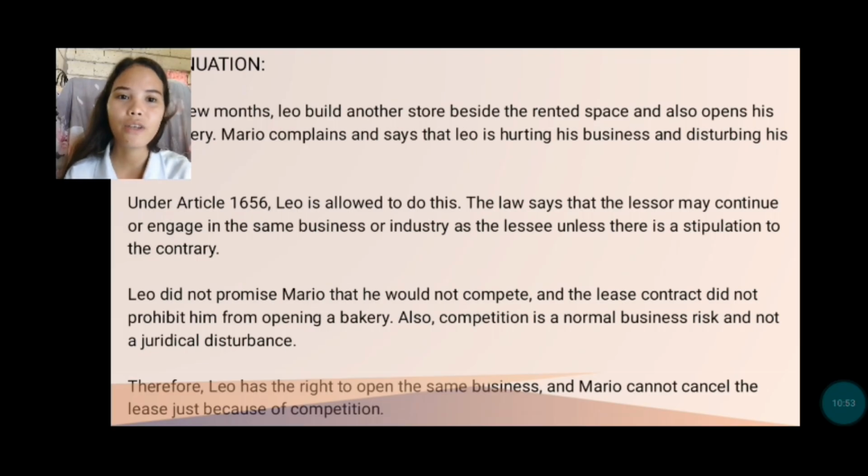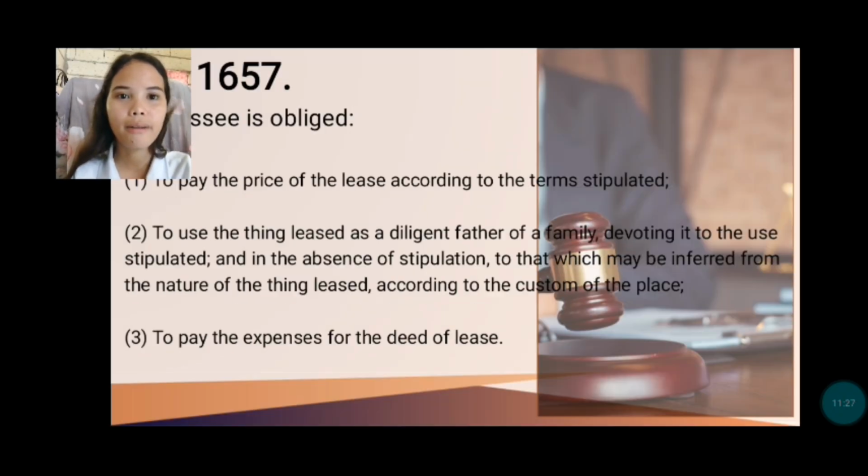Under Article 1656, Leo is allowed to do this. The law says that the lessor may continue or engage in the same business or industry as the lessee unless there is a stipulation to the contrary. Leo did not promise Mario that he would not compete, and the lease contract did not prohibit him from opening a bakery. Also, competition is a normal business risk and not a juridical disturbance. Therefore, Leo has the right to open the same business and Mario cannot cancel the lease just because of competition.